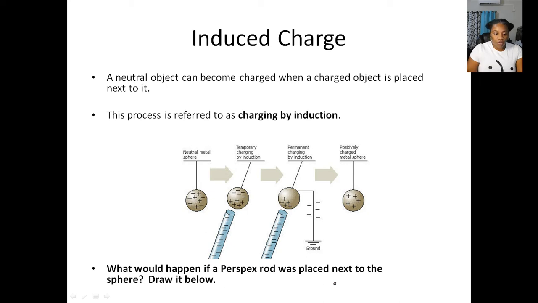So let me see if I could draw the idea for you. If it was a perspex rod, it would be positive, all these positive charges. Then you have this sphere right here. Then all the negative charges are going to be attracted. And eventually, because electrons leave, they're going to enter the perspex rod, and you're still going to end up with a positively charged sphere. If you have a different idea, let me know.